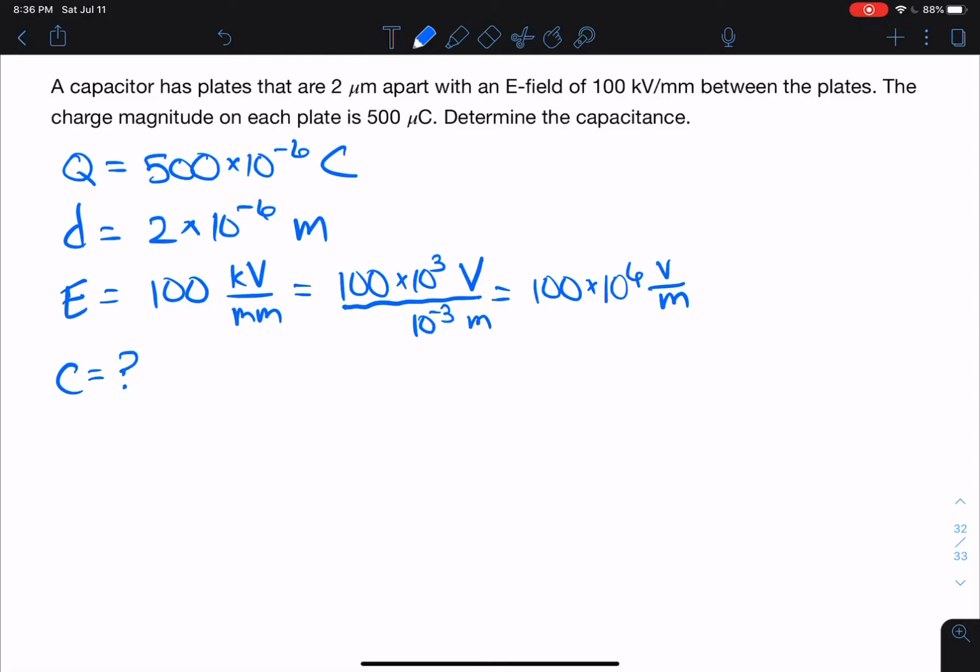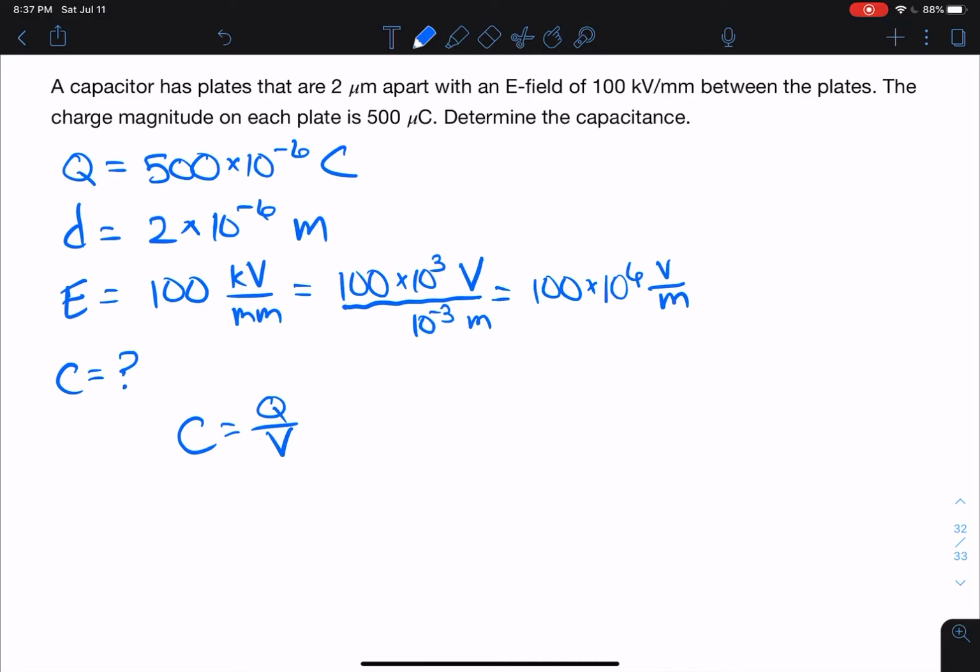Now, much like kinematics, we also want to see what formulas we have. Let's start looking at the formulas, see which ones can work out. So C equals Q over V. This is our general formula for capacitance. Can we use this? Well, not right off the bat. I have Q, but I don't have V.